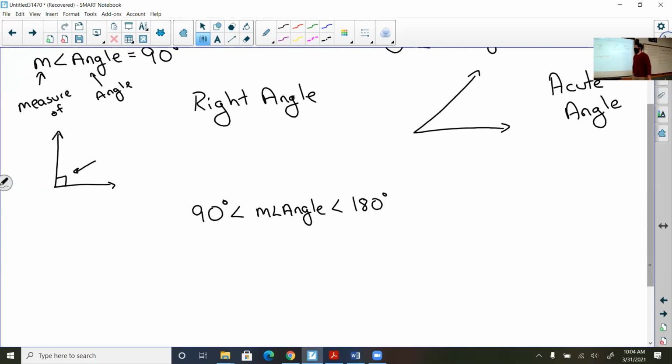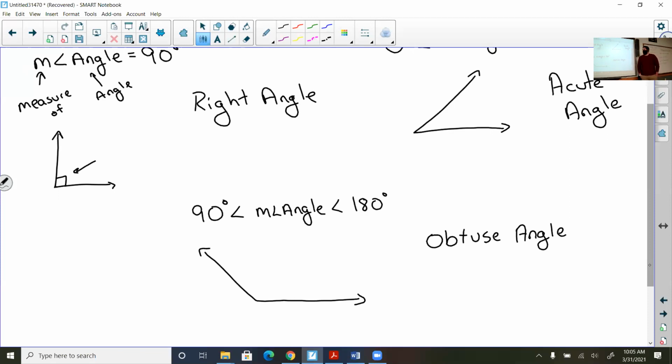And then the last one is when an angle is bigger than 90 degrees, but less than 180. So something like this. So it's opened up wide. That one is our obtuse angle. So right angles have that little square in the picture. It's exactly 90 degrees. Acute angles are less than 90 degrees, but greater than 0. And obtuse angles are greater than 90 degrees, but less than 180.